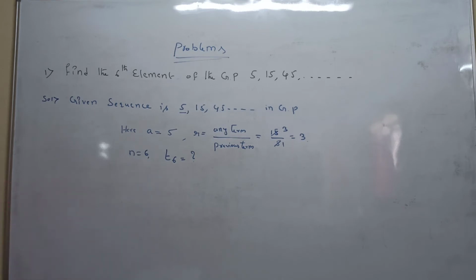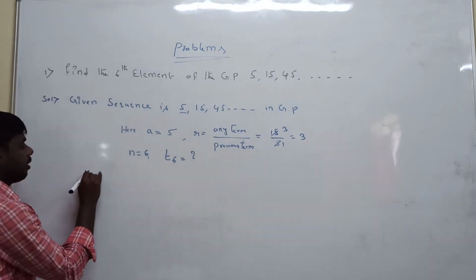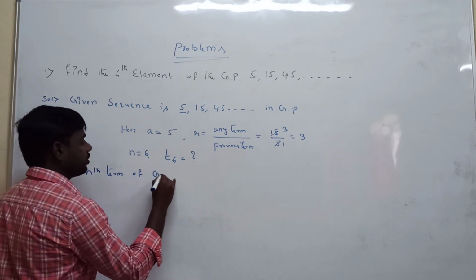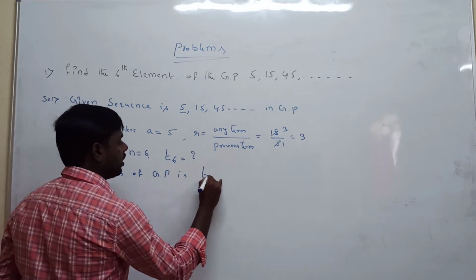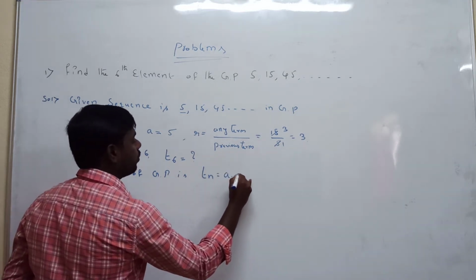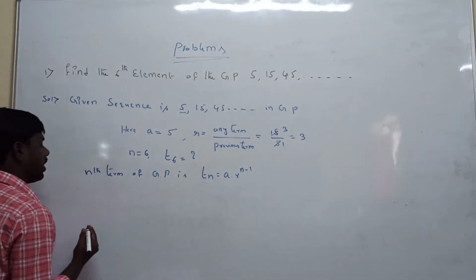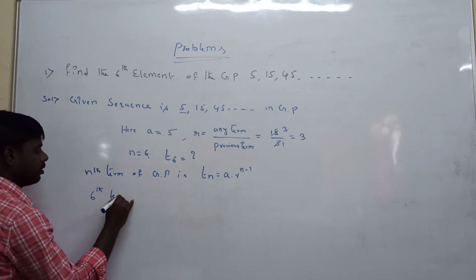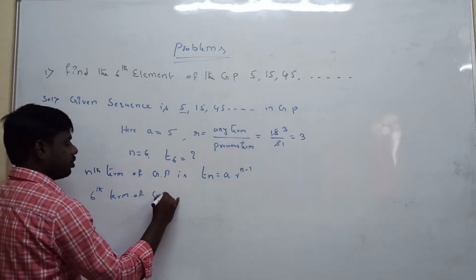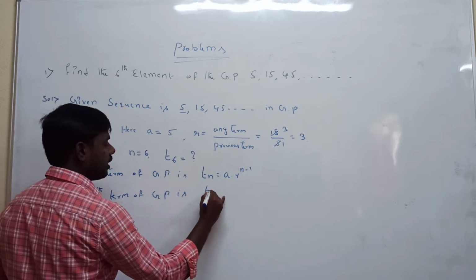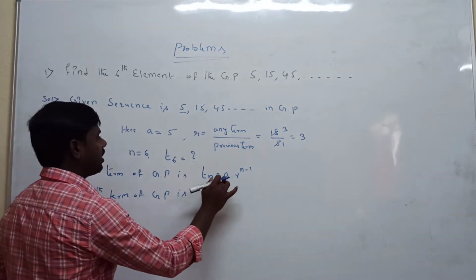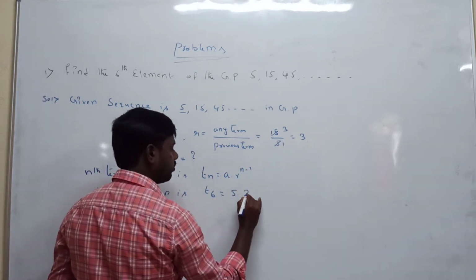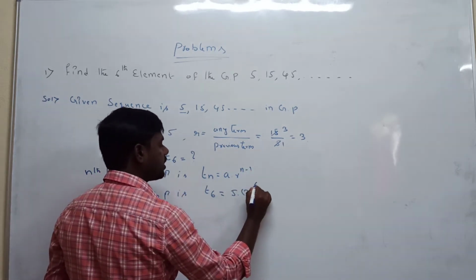Which formula are we applying here? The nth term of a geometric progression: Tn is equal to A into R to the power of n minus 1. They are asking to calculate the sixth term, the sixth element of the geometric progression. What is the A value? A is the first term, 5. What is the R value? 3. What is the n value? 6 minus 1.